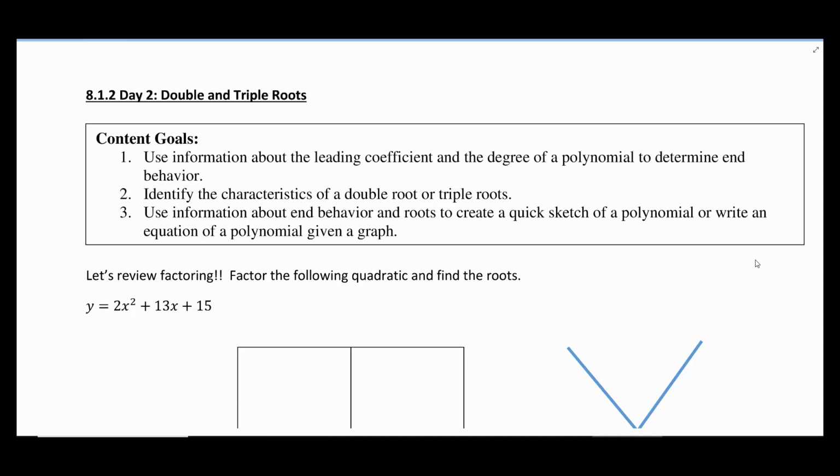We're going to continue our discussion of double and triple roots today. We're also going to review some of the stuff that we did in the first lesson from 811. We're going to go over factoring a little bit today, and then we're going to get back into that discussion about leading coefficient, degrees, and behaviors, double roots and triple roots, and all of this new stuff that we have learned so far. So let's just get right into it.